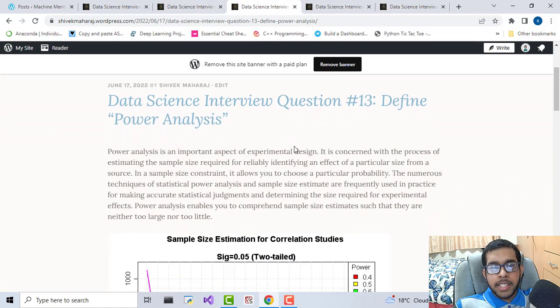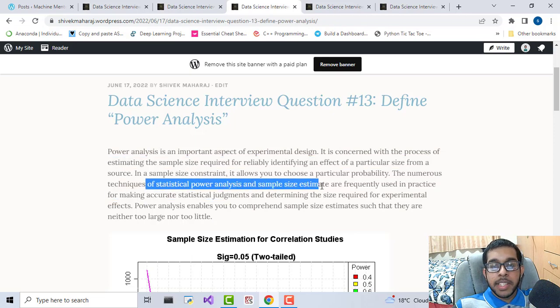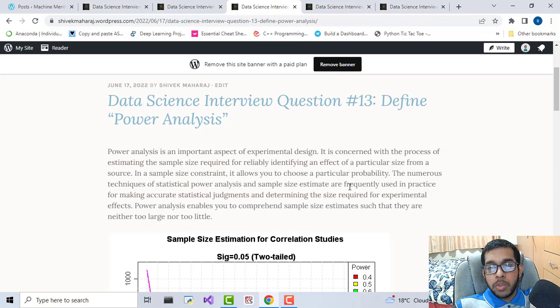Define power analysis. Power analysis is an important aspect of experimental design. It is concerned with the process of estimating the sample size required for reliably identifying an effect of a particular size from a source. In a sample size constraint, it allows you to choose a particular probability. The numerous techniques of statistical power analysis and sample size estimates are frequently used in practice for making accurate statistical judgments and determining the size required for experimental effects.